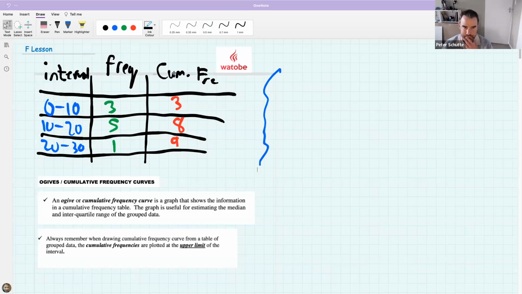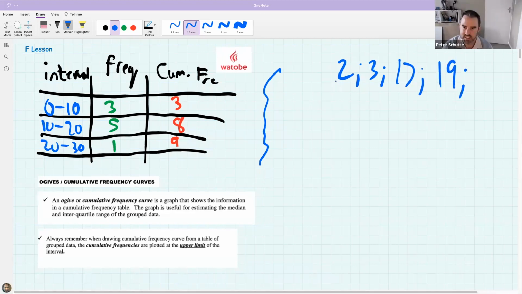Okay. And this is different to data that comes in a list, which we started the section with, where we have data like 2, 3, 17, 19. That's a list of data, whereas this is grouped data over here. And so today's lesson is going to be focusing on how we display grouped data.